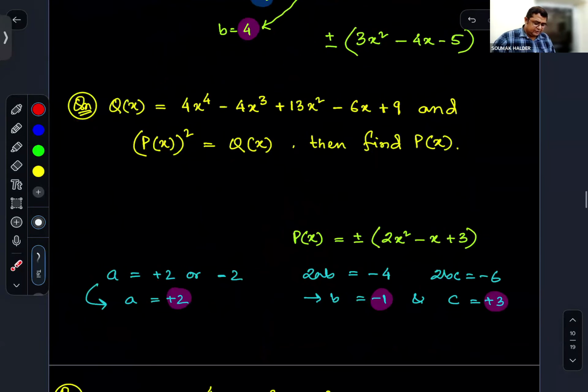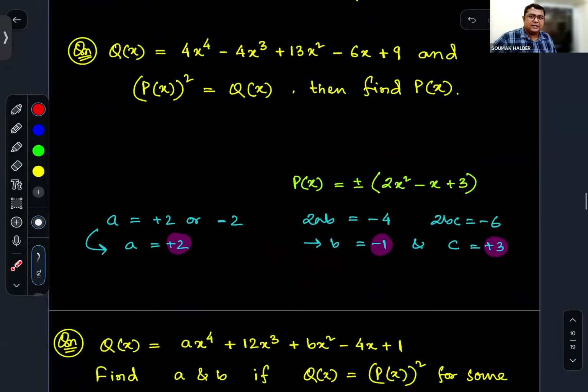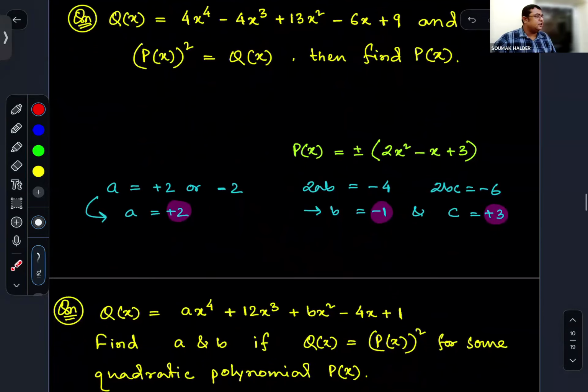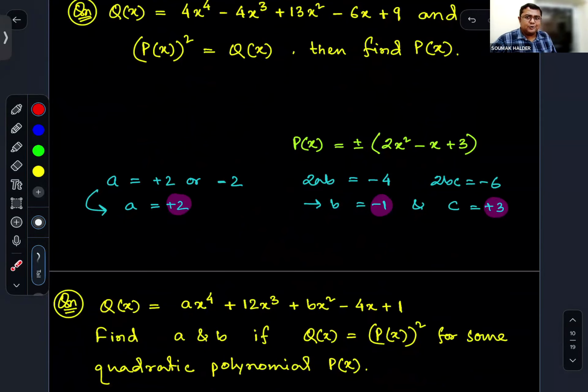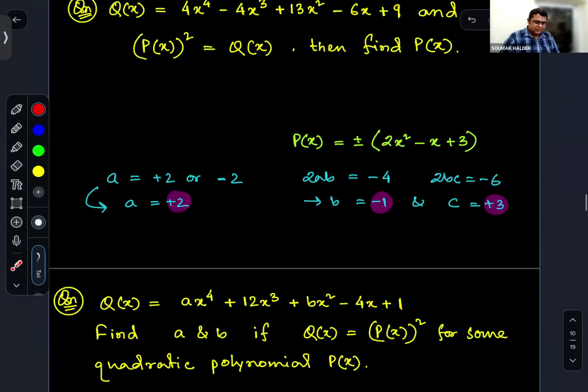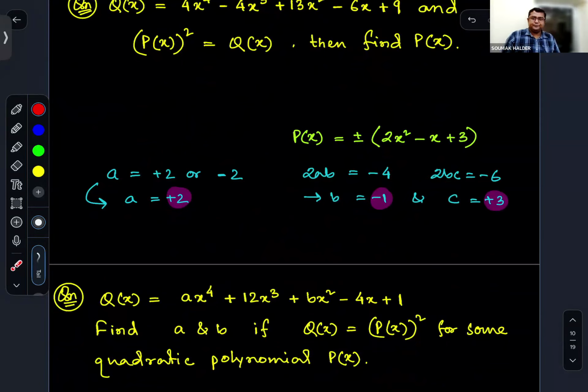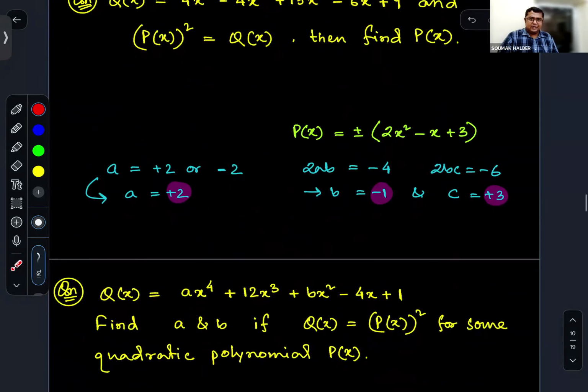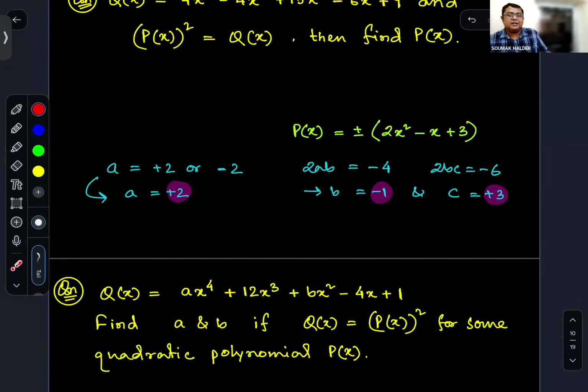Now the next one, made a bit more challenging. Now not all the coefficients are given. So if some are unknown, how to target this one? Try to have a decision. q of x is given as ax to the power 4 plus 12x cube plus bx square minus 4x plus 1. You need to find the values of a and b if q of x can be identified as the square of the polynomial p of x.